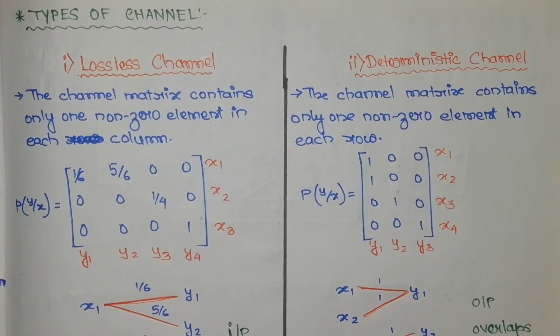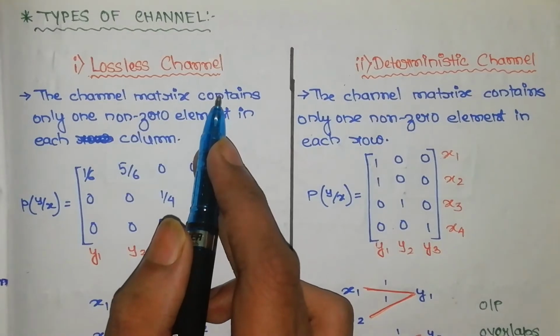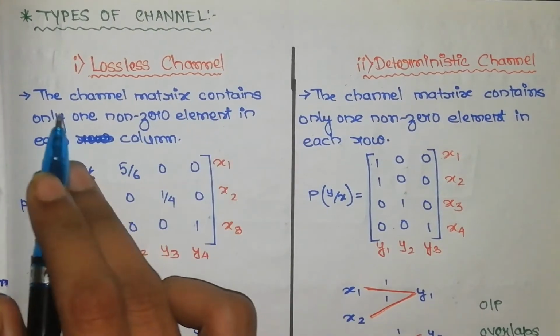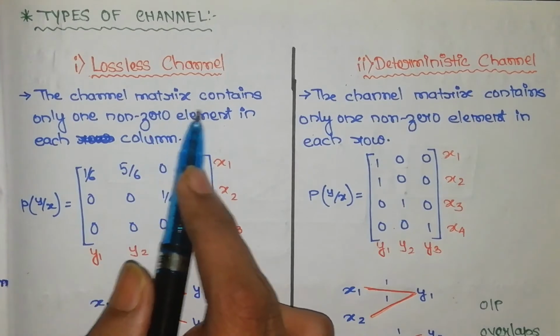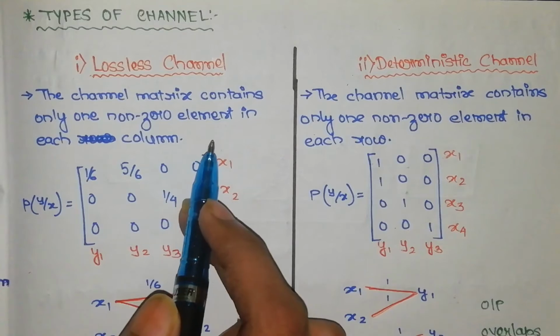So the next topic of discussion will be types of channel, where we will discuss the channel's capacity, its identification, and we will see that each channel will have a particular type of transition matrix. So the first type of channel is lossless channel. So how can we identify that it will be a lossless channel? The channel matrix P(y/x) will contain only one non-zero element in each column.